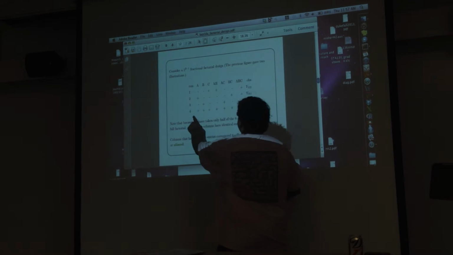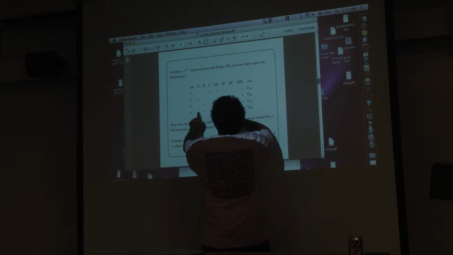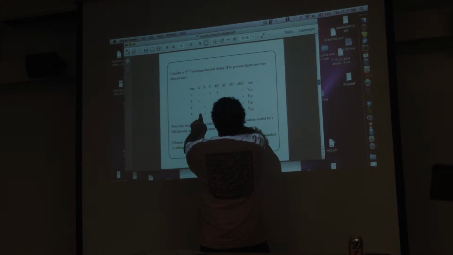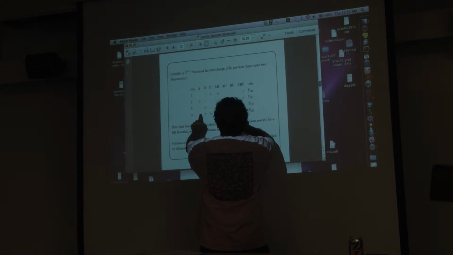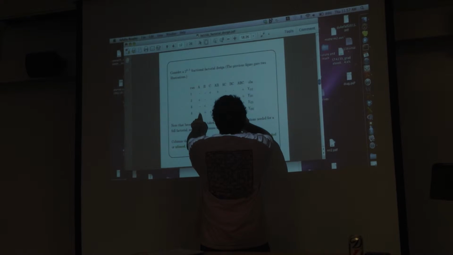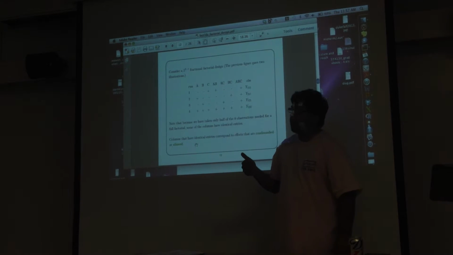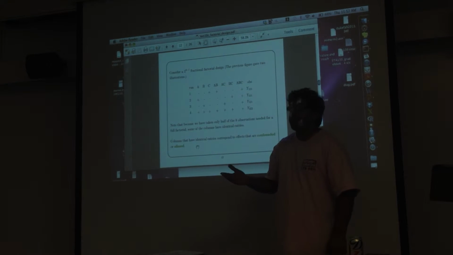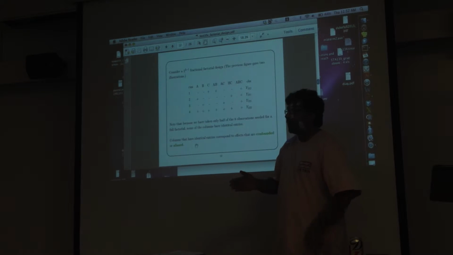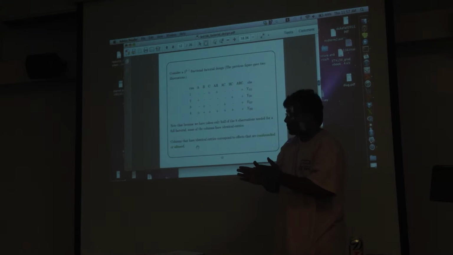A is the same as what? A is the same as BC, right? A is the same as BC. So there's a confound between A and what? BC, okay? So that's what we mean by a confound. You can't tell these apart.